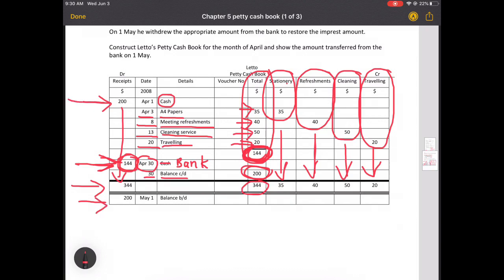This is the same as what happened with April 1st. This is the same thing as what you recorded on April 1st. But instead, you write down balance b/d. So the starting amount should be 200.